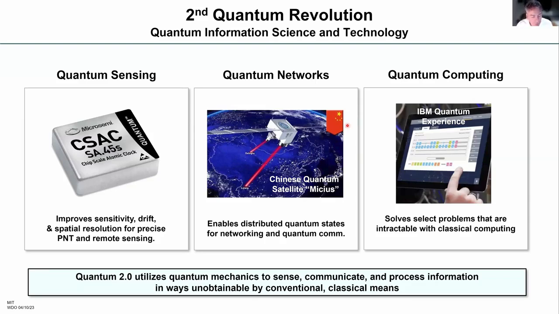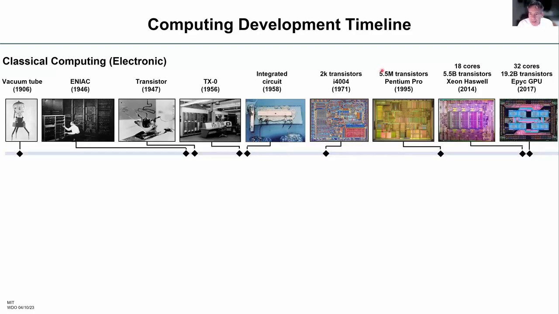But this new quantum 2.0, if we had to give it a quick definition, I would say that it utilizes quantum mechanics at a fundamental level to sense, communicate, and process information in ways that are either practically prohibited or even impossible by conventional or classical means. Okay, so that's a general definition. And we'll talk primarily about computing today.